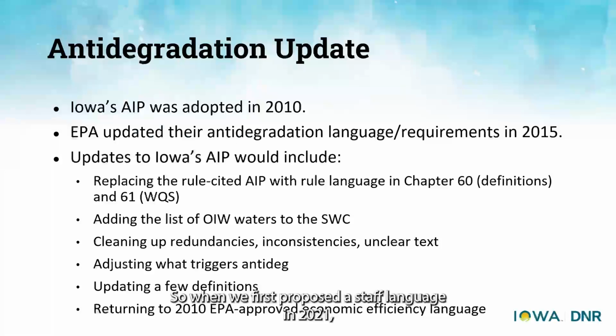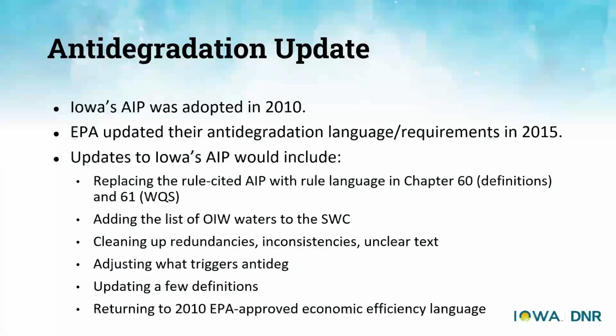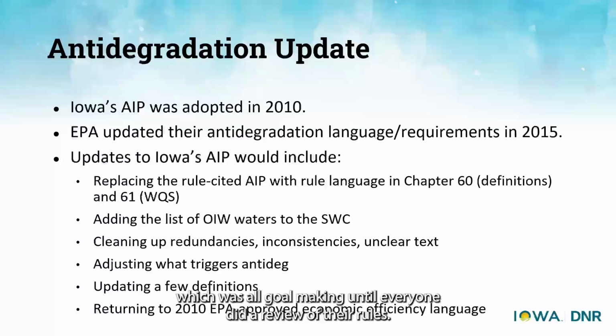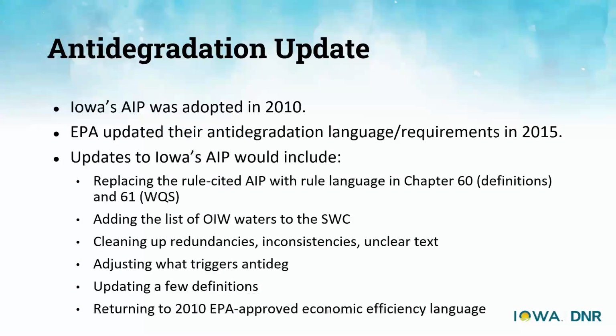So when we first proposed this draft language in 2021, 2022, we weren't sure exactly where EPA was going to land on it. And then EO10 happened in January 2022, which paused all rulemaking until everyone did a review of their rules. We did get good feedback from stakeholders then and EPA, and we still wanted to make some changes, so we're bringing this up again to gauge interest now.